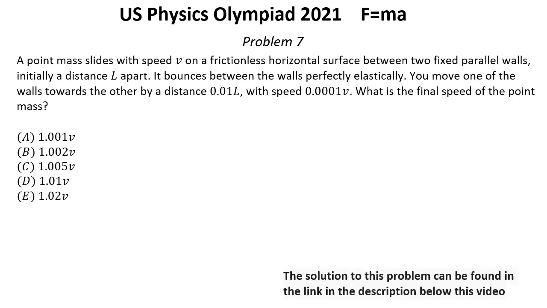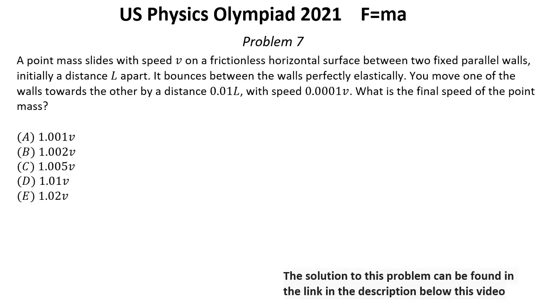Problem number 7. A point mass slides with the speed v on a frictionless horizontal surface between two fixed parallel walls, initially a distance L apart. It bounces between the walls perfectly elastically. You move one of the walls toward the other by a distance 0.01 L with a speed 0.0001 v. What is the final speed of the point mass? Solution for problem number 7.